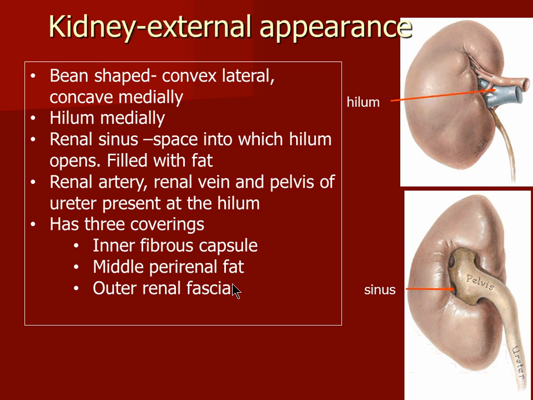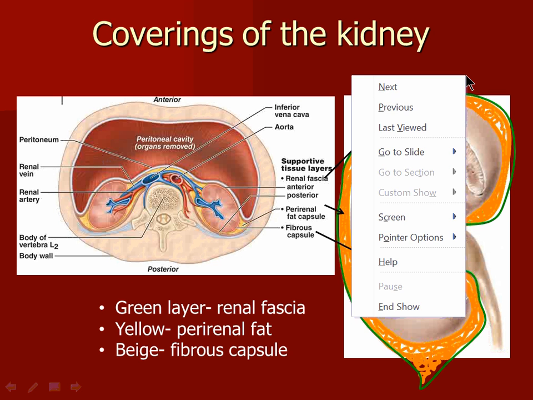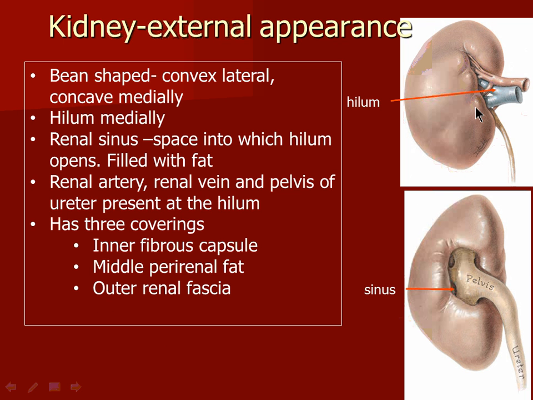Let's look at the external appearance of the kidney. So it's kind of a bean-shaped organ. And you can see it has a convex lateral surface. Notice this lateral surface is convex. The medial surface is concave.